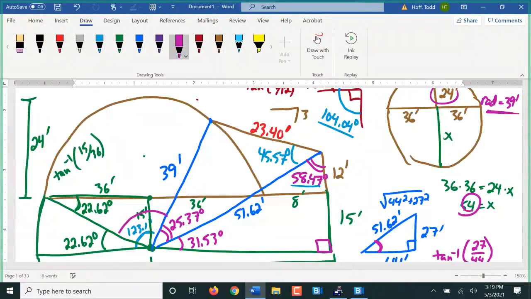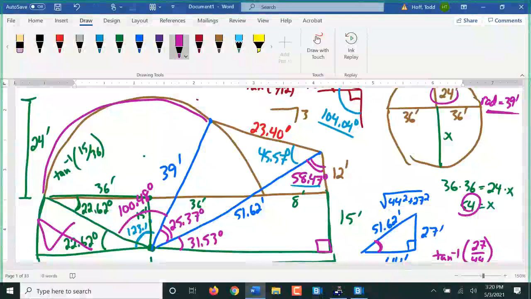This angle is then 100.48 degrees. And why do I want that angle instead of the full one? Well, now we don't have to subtract this piece off later. We're subtracting it off right now. And then it's also going to allow me to find this arc length too, which I'm going to need for the roof area.